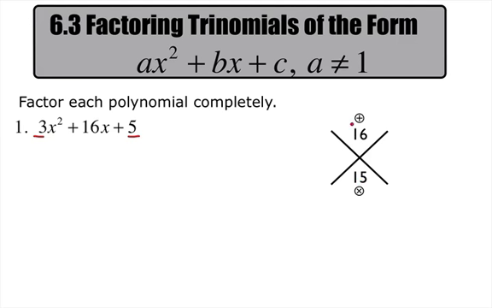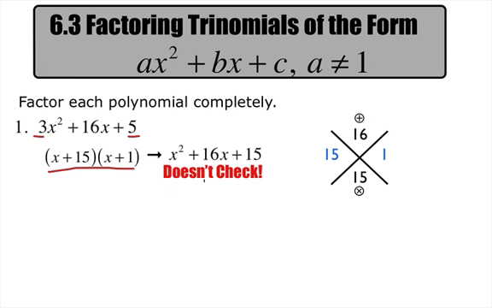And then we basically look for two numbers that satisfy these two conditions, just like we have done in the past. What two numbers do that? 15 and 1. And then this is what we have done in the past. We just basically take these two numbers and write the following. But notice if you were to write this, there's going to be a problem. If you were to FOIL this, it doesn't check. You don't get the original trinomial. So we have to do something else.